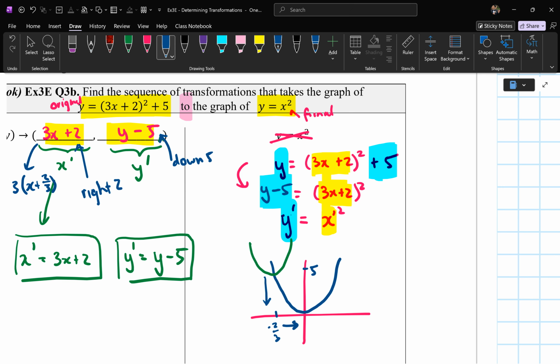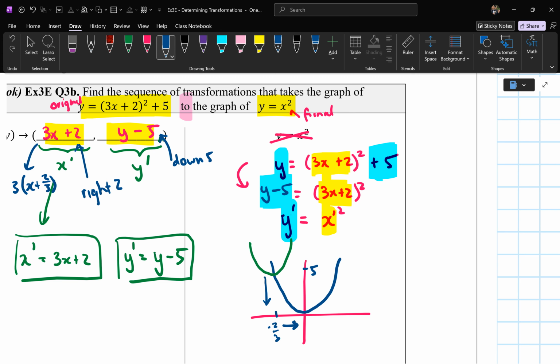This is why I think it's important to put the dashes when you're first starting with mapping notation. It helps to see which one's the final, which one's the original. And your goal is once you map them together, sometimes you do have to rearrange them. In this case, you didn't have to. This one was nice. There was no rearrangement that you had to do. Okay?